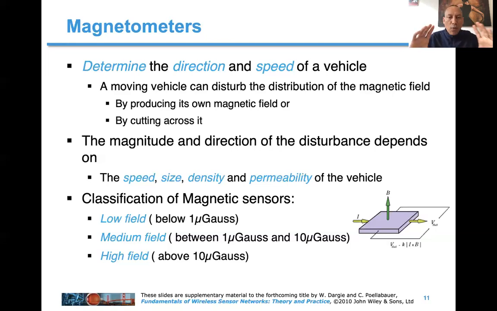Alternatively, because we already have a magnetic field set up by the Earth, we just need a car to pass by to disturb this magnetic field, and we just need to measure the disturbance. The same setup can measure the disturbance in the magnetic field, and based on that, we can determine the presence of a car in a street. The magnitude and direction of the disturbance of the Earth's magnetic field depend on the speed of the car, the size of the car, the density of the car, and of course the permeability of the car. Permeability is how permissive the substance is to inducing a magnetic field around it.